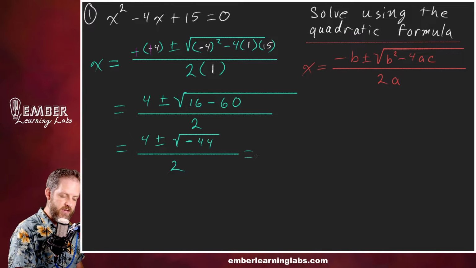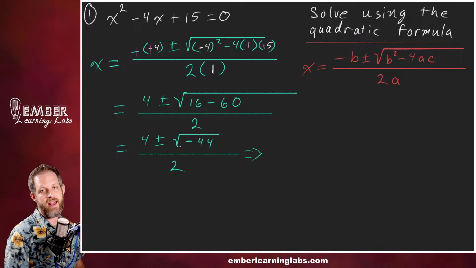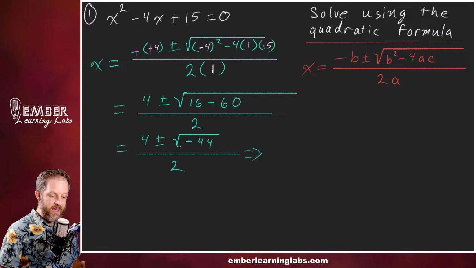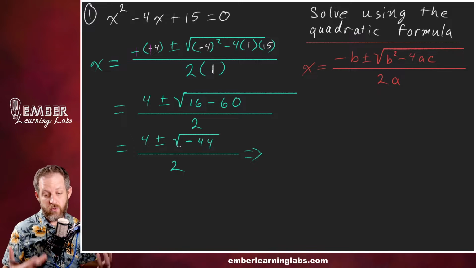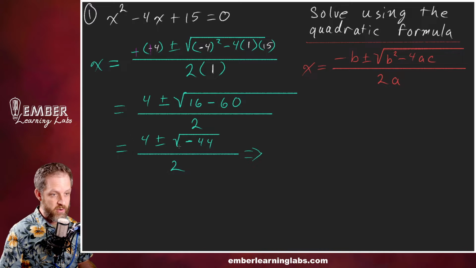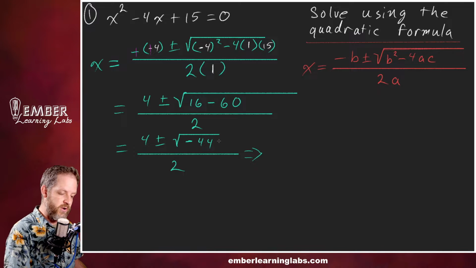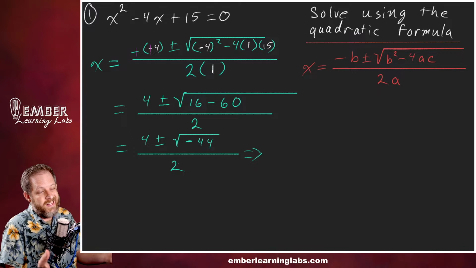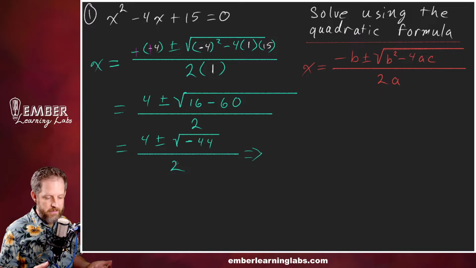Now, this is where it gets a little bit interesting. Under this radical right here, we ended up with a negative, right? And so we know that that's not going to give us a real answer, but we also know we've already reviewed complex numbers. So we could kind of circle this answer and be done with it, but that's not going to be a good plan.